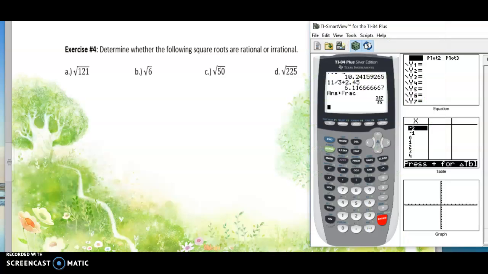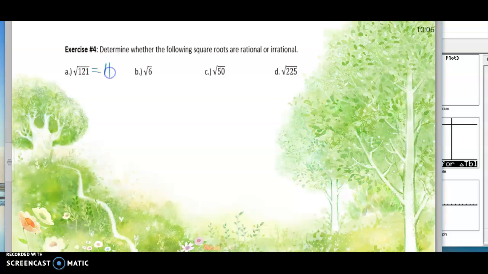And let's go ahead with the first one. Remember, the square root key can be found by pressing second, x squared, and 121. 1, 2, 1. All right? Press enter. And yeah, we get back to 11, right? Because 11 times 11 is 121. So the square root of that, just the one number, is 11, making this rational.